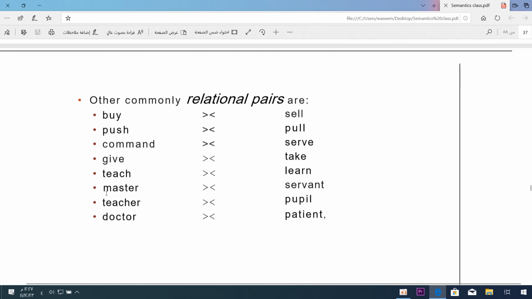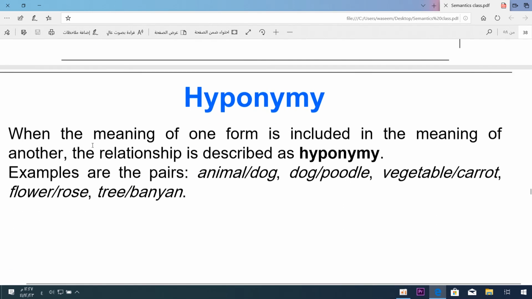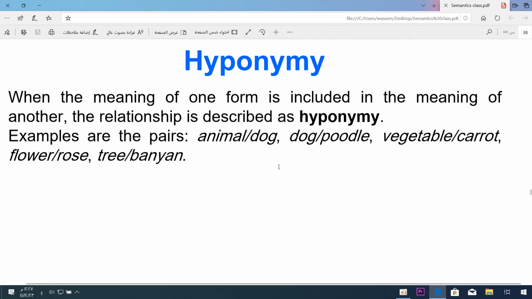Hyponymy. When the meaning of one form is included in the meaning of another, the relationship is described as hyponymy. Examples are the pairs animal, dog. So I would say a dog is a hyponym of animal. Dog and poodle, a poodle is a kind of dog. Vegetable and carrot, a carrot is a kind of vegetable. But remember, carrot and vegetable are all hyponyms of food, and so on.